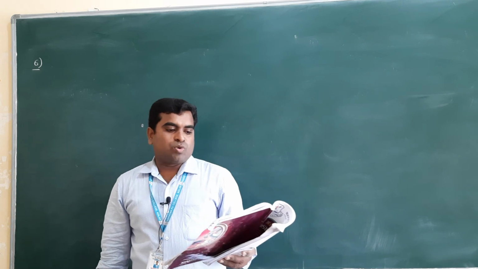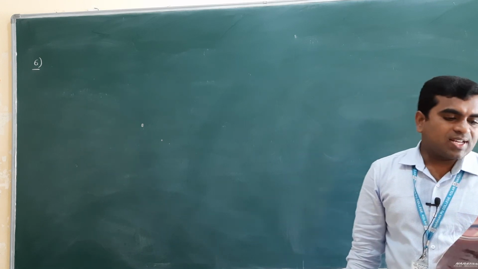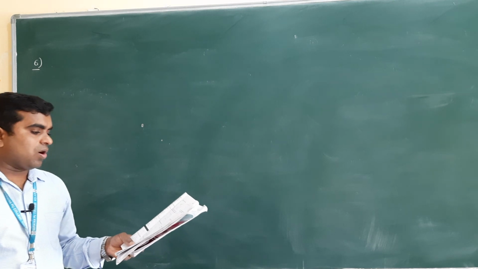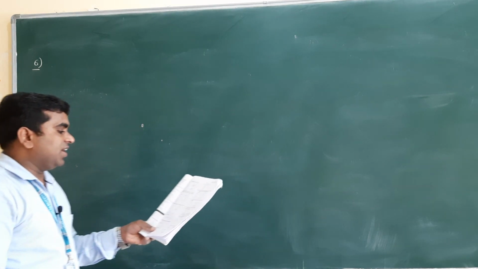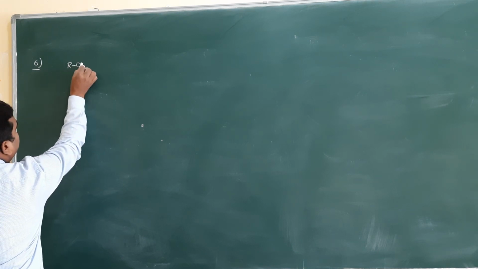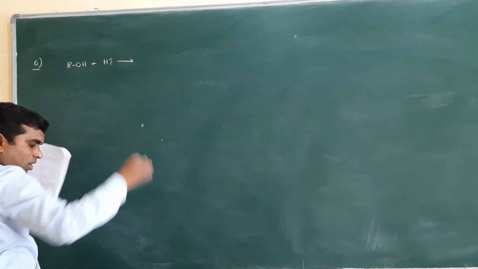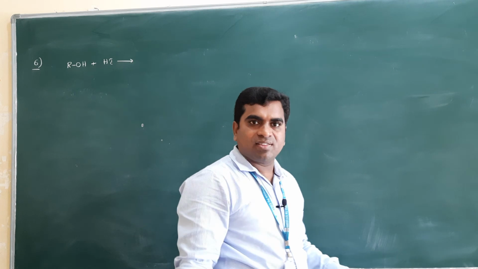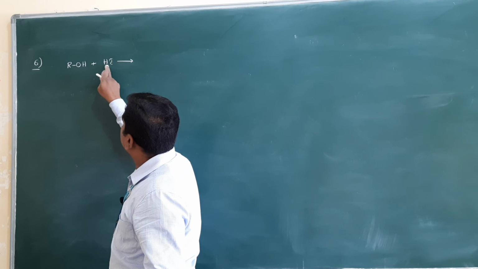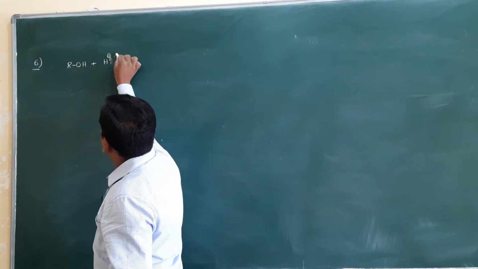Next one. See question number 6. Which of the following alcohols shows faster reaction with HI? Clear? Here they have given some alcohols. I will simply write the alcohol formula as ROH, and it reacts with HI. We have already discussed this in alcohols, phenols and ethers. What is the reagent we used here? HI, which means H plus and I minus.